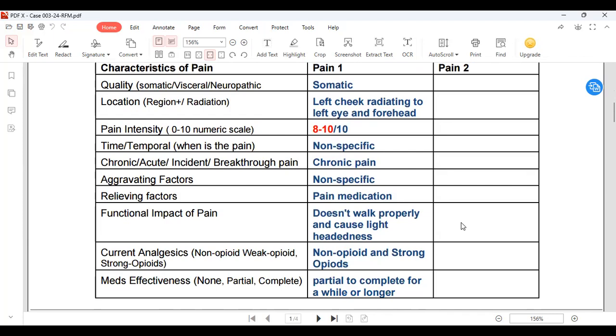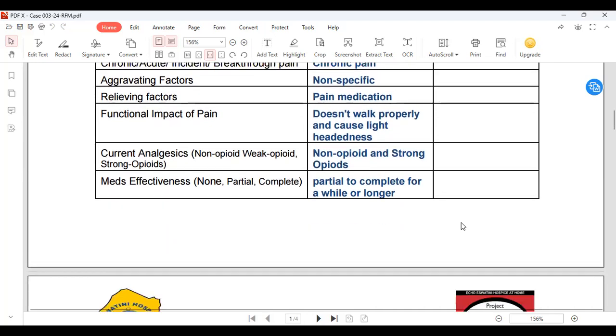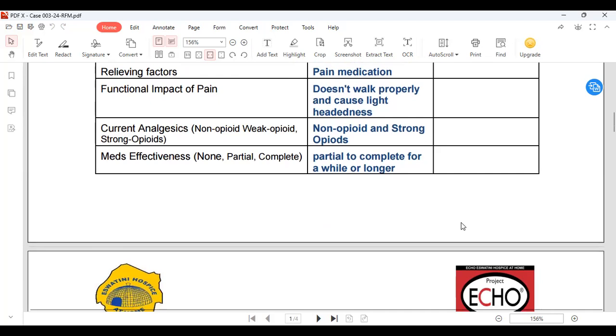Assessment of pain. The pain is somatic. It's on the left cheek, radiating to the left eye and forehead. Pain score is 8 to 10/10. The pain is non-specific. Relieving factor is pain medication. The patient doesn't walk properly and the pain causes lightheadedness. He uses opioids, strong opioids. The medication has a partial to complete effect for a while or longer.